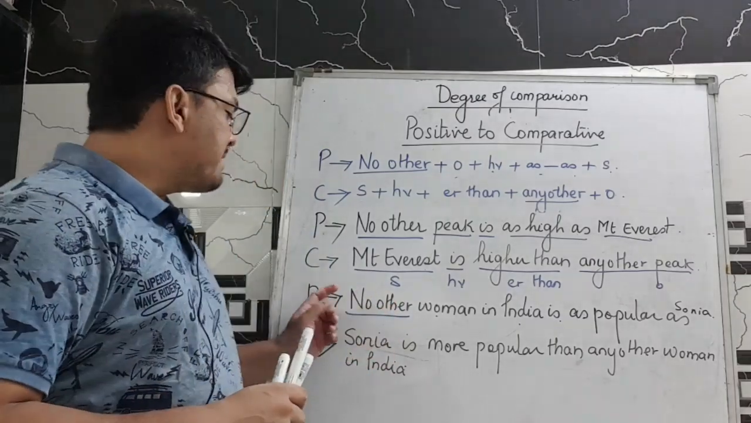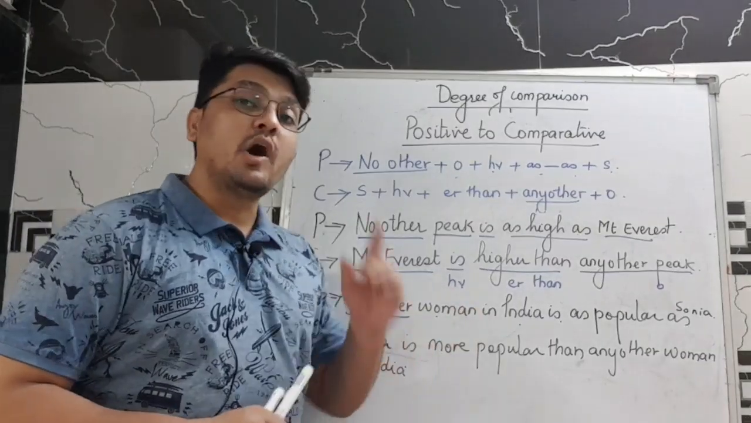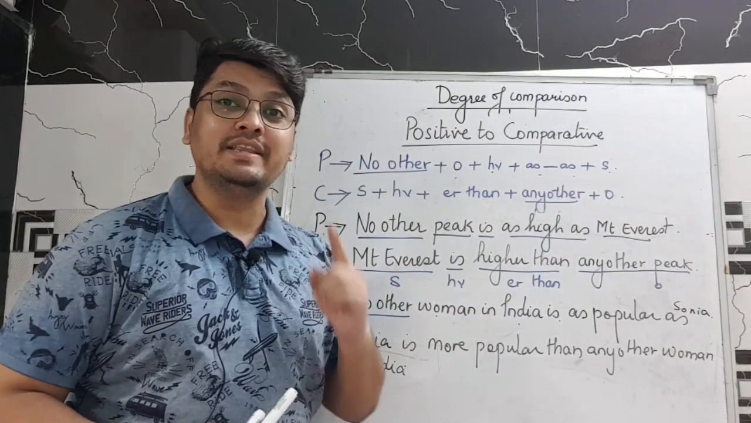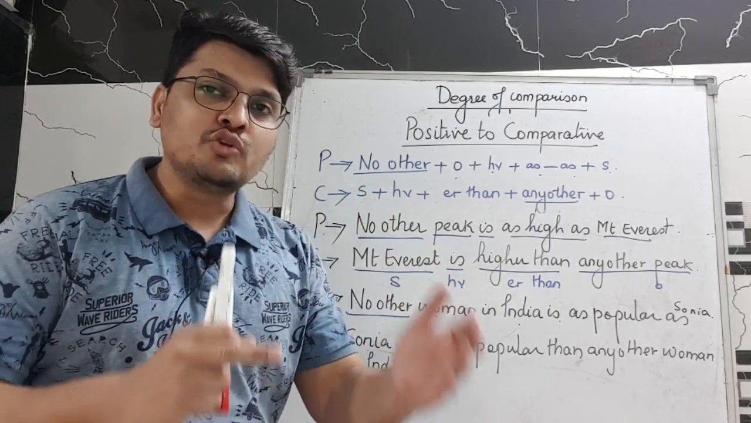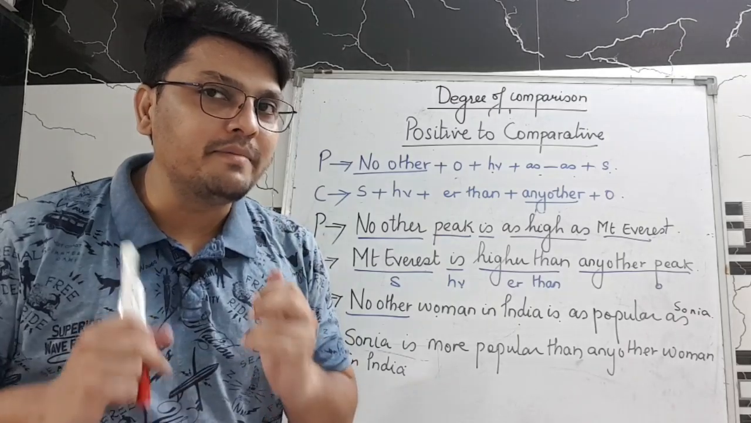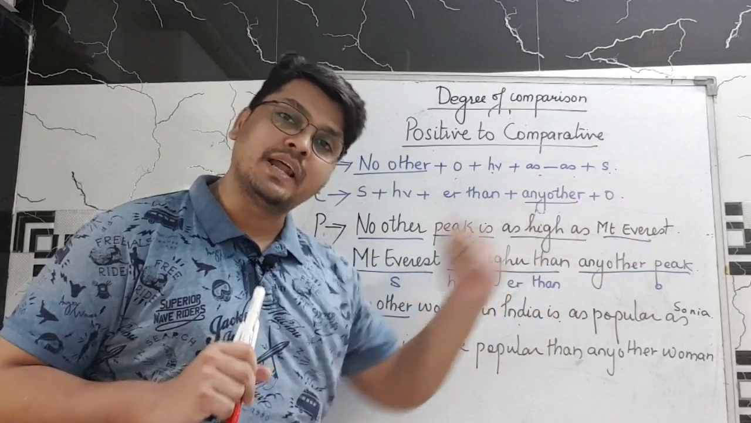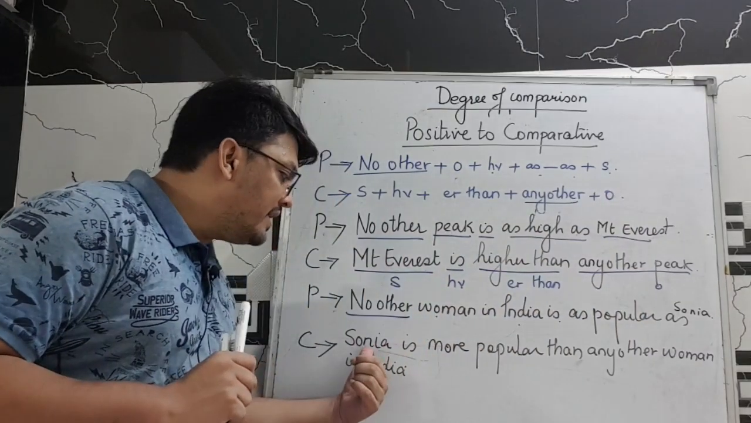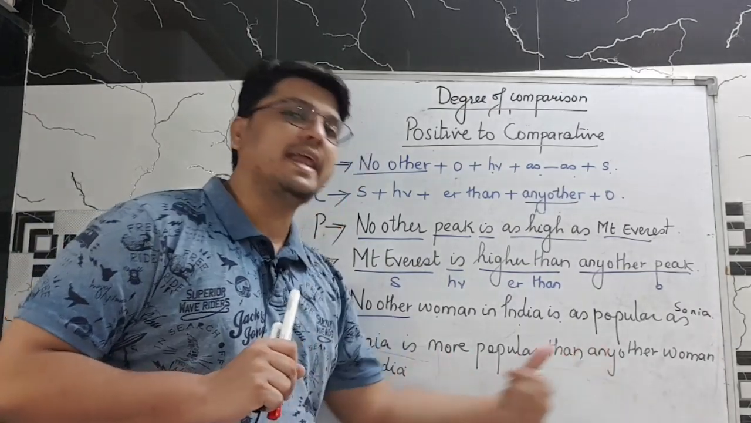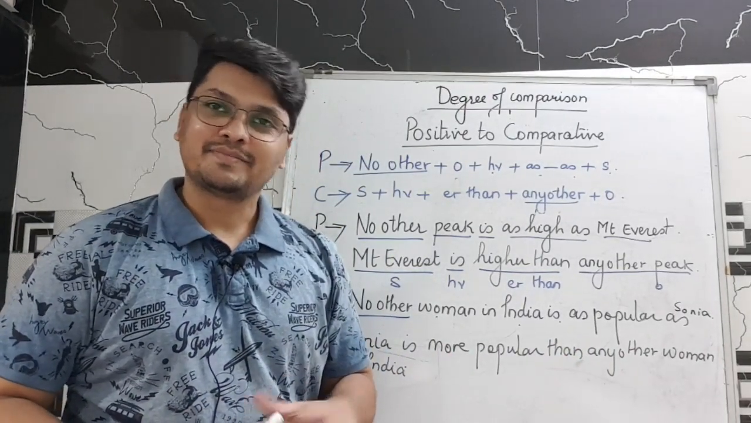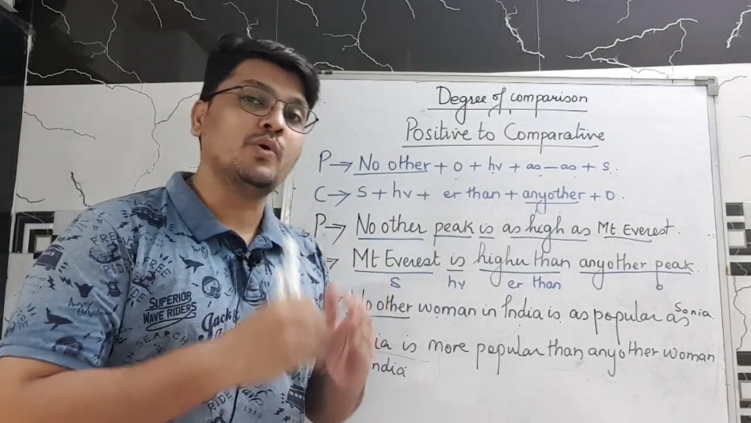What if, students, I keep this no other in past tense? No other woman in India was as popular as Indira Gandhi. So if my positive degree is in past, my comparative degree will also be in past. So Indira Gandhi was, is will become was, more popular than any other woman in India. Okay. So this is positive degree that starts with no other.